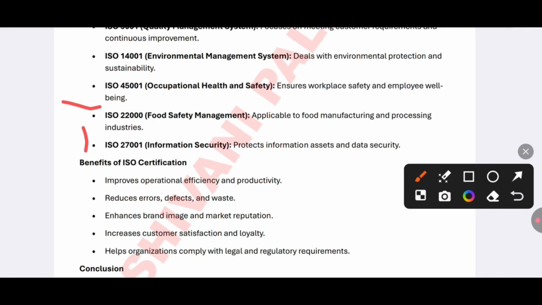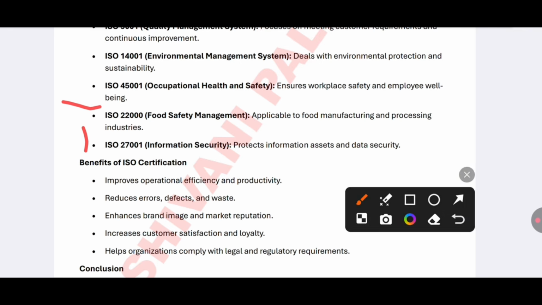And ISO 27001, information security. Whatever the information, whatever the data security is there for the customers, you are able to keep it very secured in a detailed way. Okay, these are the things.